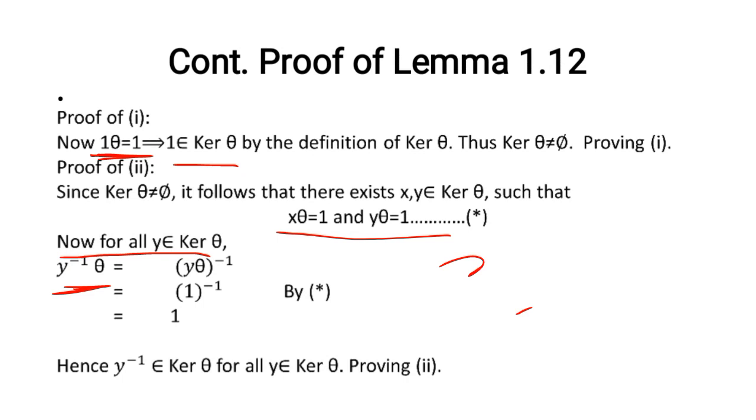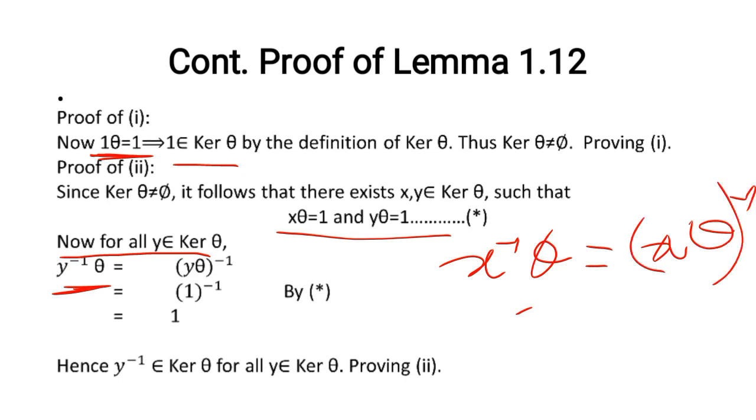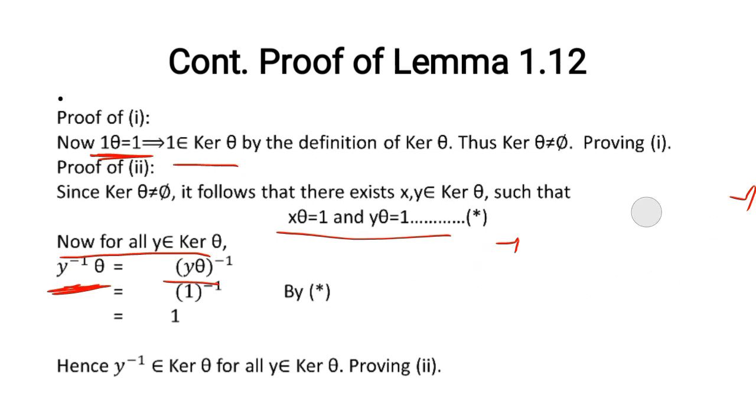Already you have seen before now that x inverse theta is the same as x theta inverse, you remember in our previous proofs. Okay, so if y inverse theta is this, it's definitely going to be y theta inverse based on this identity, right? Okay, so that's how we got that step.